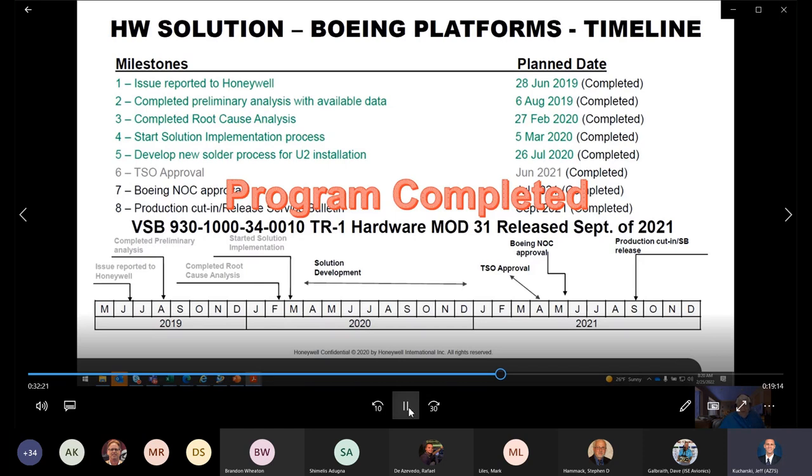We have a hardware solution for the Boeing platforms already available through vendor service bulletin 930-1034-0010, and that was released in September of last year. For that, the TR1, when it is under warranty, will be sent to the service shop, and if we find that the transmitter radio frequency board is defective, we'll replace that board, which includes the new Q101, with a new circuit card.